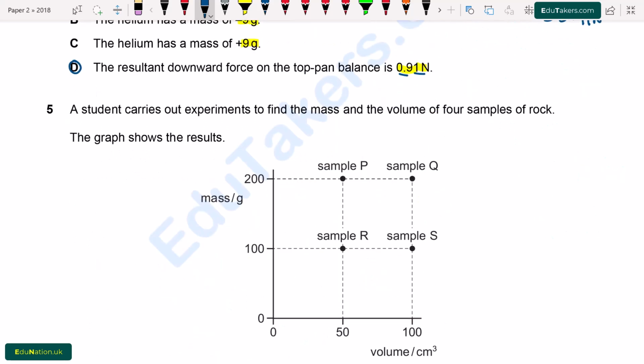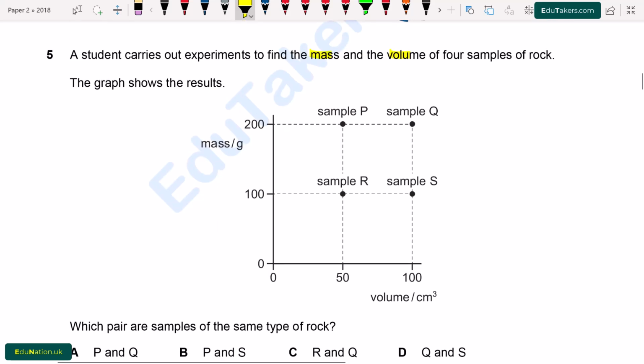Question number 5. A student carries out an experiment to find the mass and the volume of 4 samples of rock. The graph shows the result. Here is a mass and volume graph. There are 4 samples, P, Q, R and S. Which pair are samples of the same type of rock?